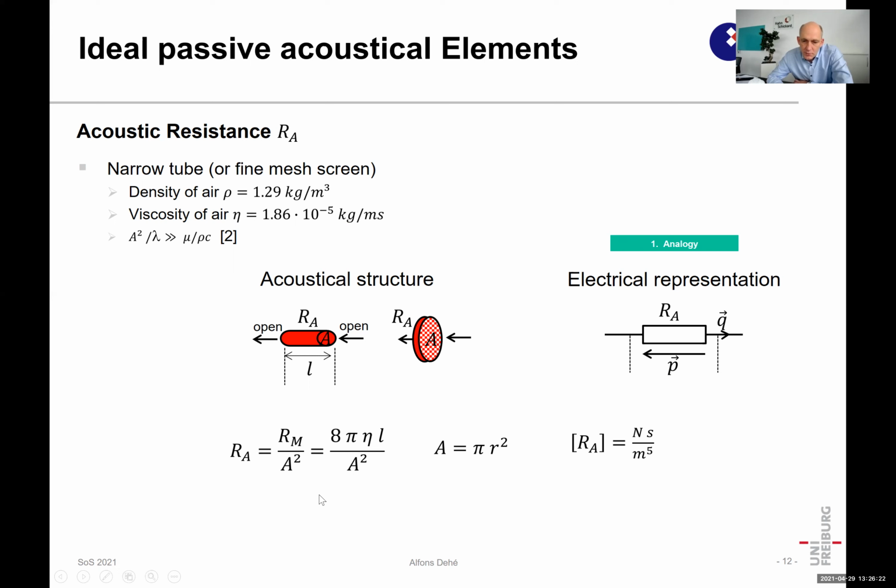A very simple description for an acoustic resistance is here given with mechanical resistance divided by area squared. And for a fluidic tube of a length L, you have a quite simple formulation: 8π η, with η being the viscosity of air, times the length divided by area squared. This is true typically for systems below wavelengths, or for this kind of condition.